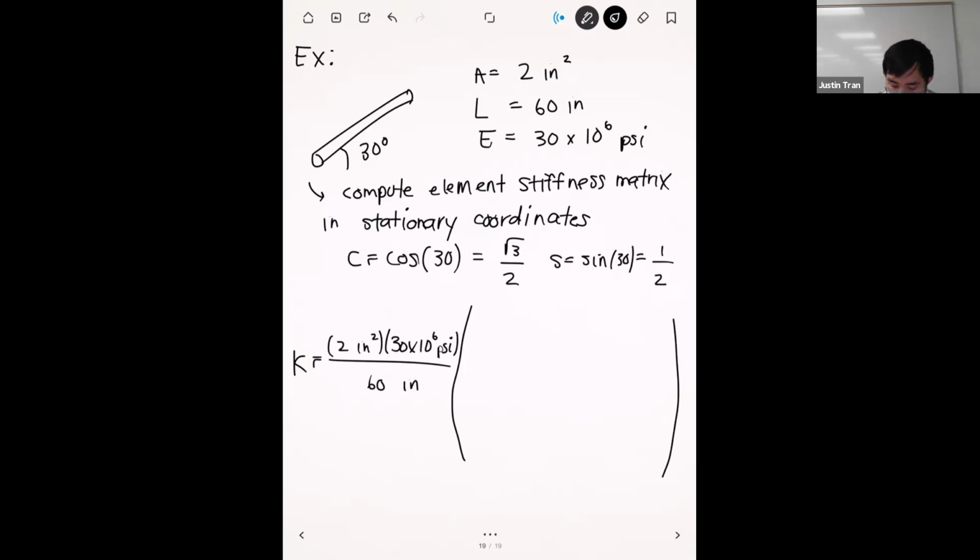Let's start in the top left. In the top left, we have cosine squared, and so for cosine squared, we're going to take √3/2 and square it. Our next term in the matrix is going to be cosine times sine, and so we have √3/2 multiplied by 1/2.